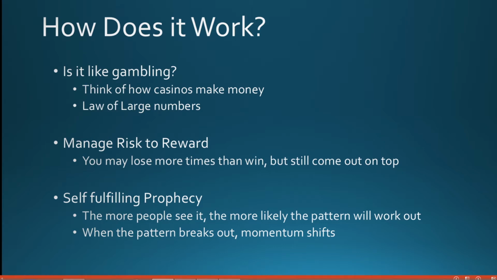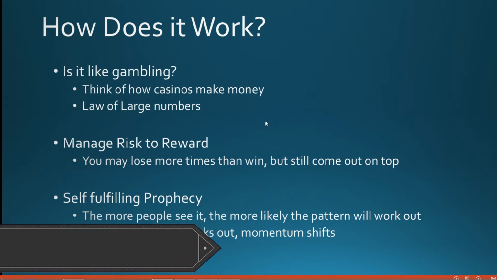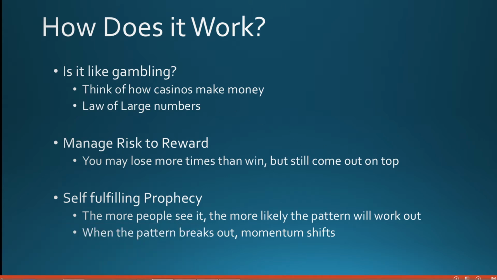Now, the second thing I'm going to talk about is managing your risk to reward. Sometimes you may lose more times than you win, but you can still come out on top. Let's say, for example, you make one win, that's $100. And then you make 3 losses that are $30 each. Your losses altogether is only $90, but you're still up that $10. So in the long run, you've lost more times, but you're still coming out on top, and that's what I mean.